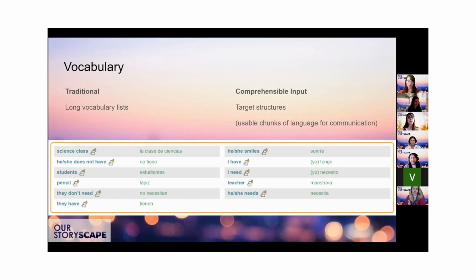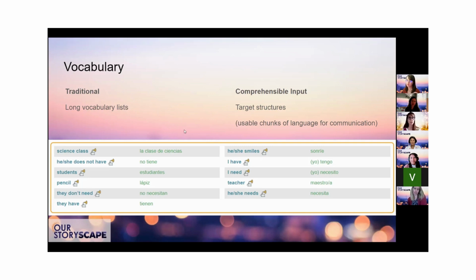With comprehensible input, we're not focusing on vocabulary lists. Instead, we're looking at target structures. And target structures are usable chunks of language that students can use for communication. And they're not memorized. Instead, it's something that they've heard so many times that they acquire it. They can use it without even having to think about it because it just makes sense to them.